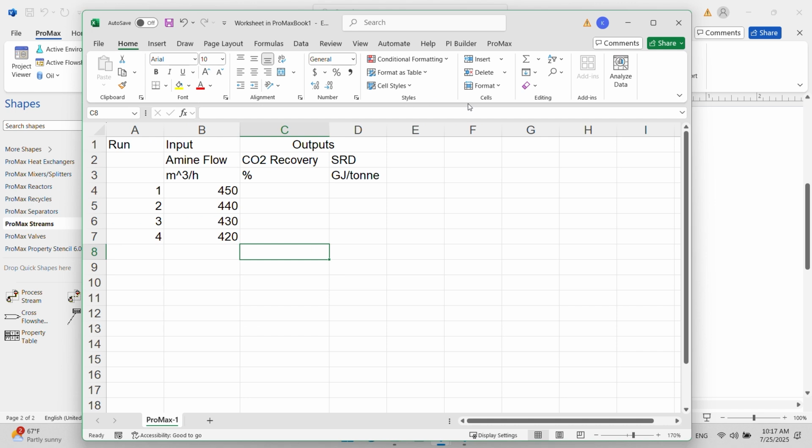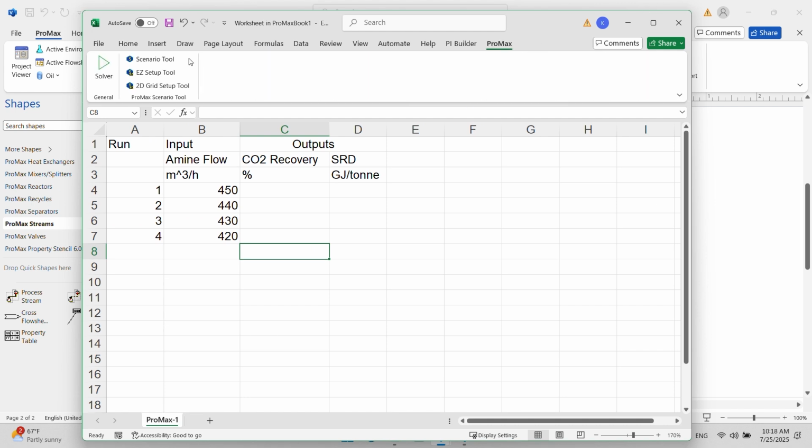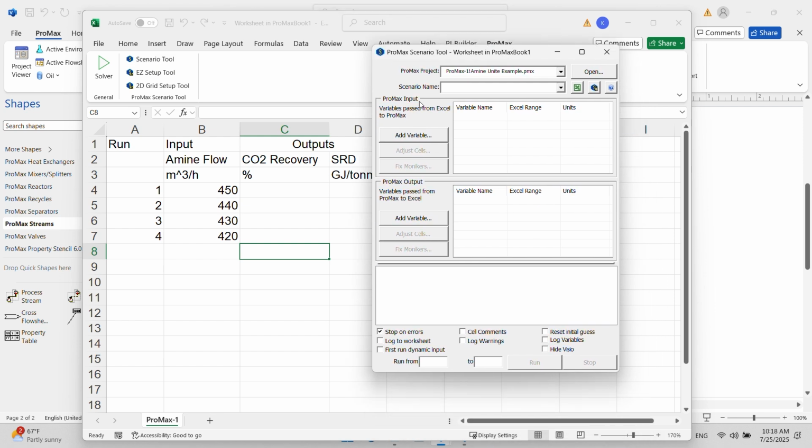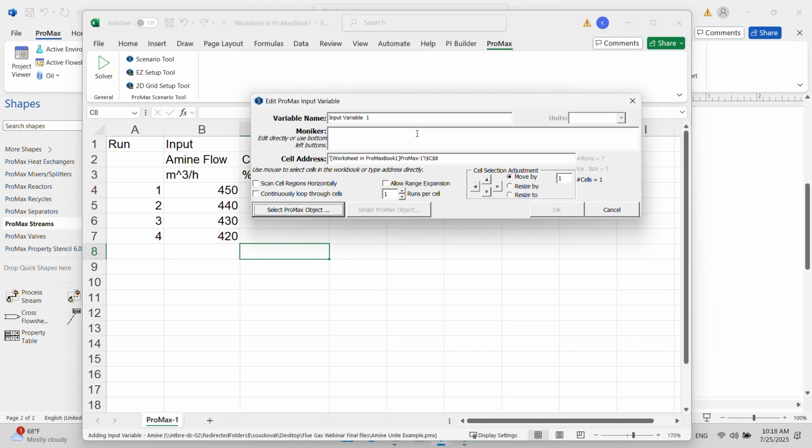Now, to actually connect the Excel file with the ProMax variables, I'm going to click on the ProMax and Scenario tool, and I'm going to create a scenario. I'm going to give it a name. This is going to be my amine scenario. And I want to define what my inputs and outputs are. So for the ProMax input, I'm going to click Add Variable. I'm going to define it. So this is my amine flow.